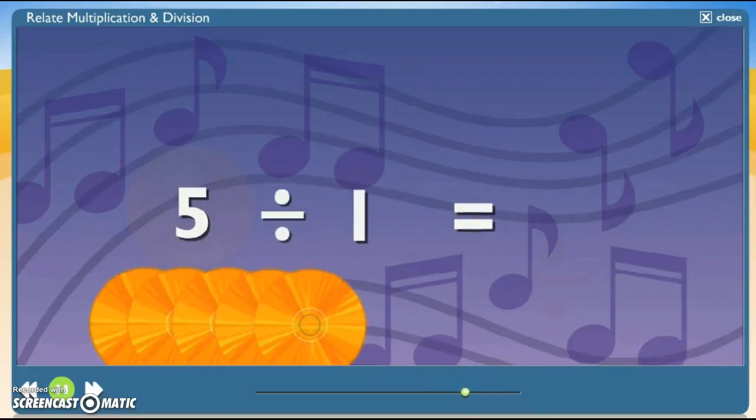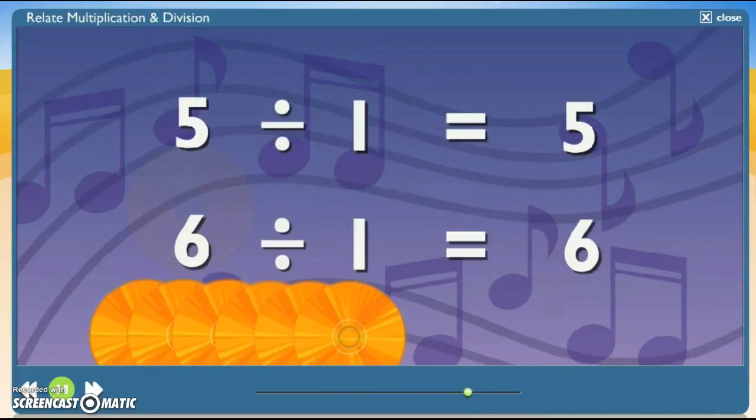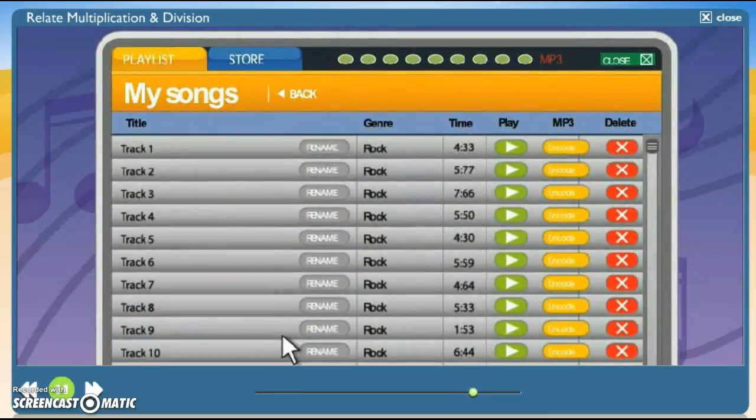Yeah, and the second thing to remember, any number divided by 1 is equal to that number. So 5 divided by 1 equals 5. 6 divided by 1 equals 6. Got it, champ. Rock on! Now, you ready to pick out those songs or what?